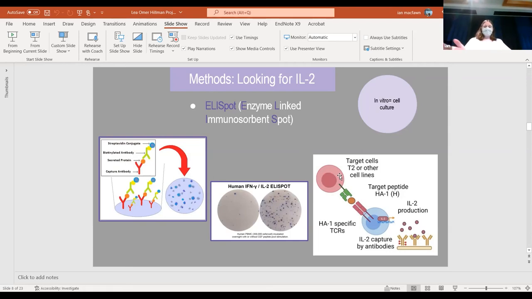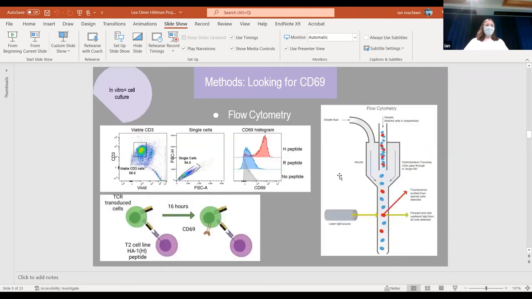And then I have IL-2 production here. When a T cell is interacting with a leukemia cell, the way you can see if there is a reaction going on is it will express IL-2. By counting the number of spots of IL-2 in this ELISpot, you can determine how strong of a reaction it is. And then we're also looking for CD69 in vitro as well, through flow cytometry.